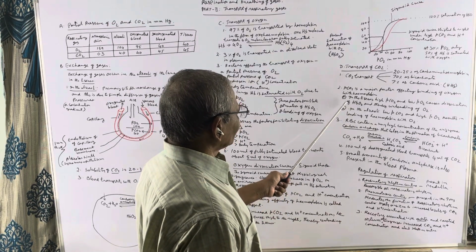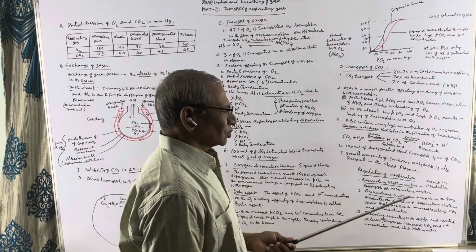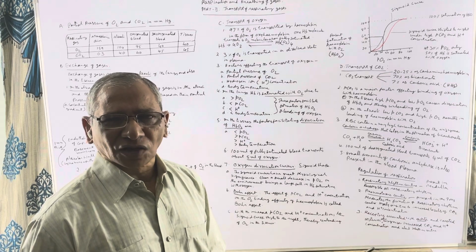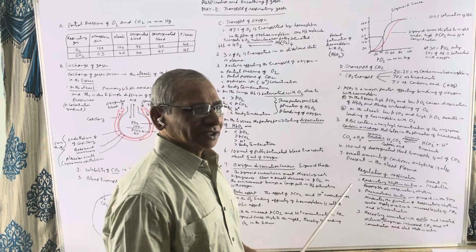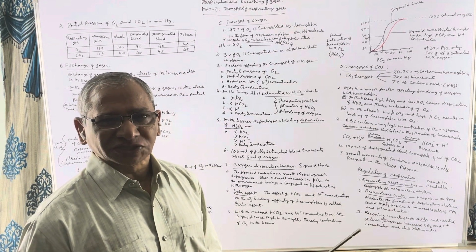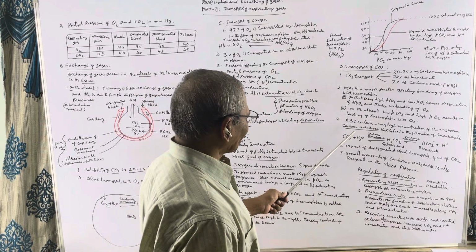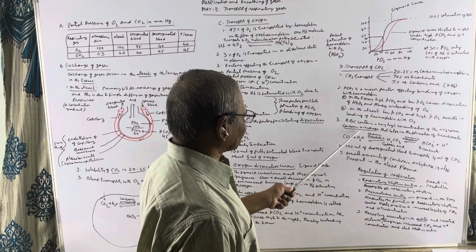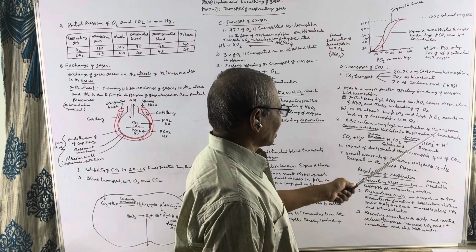So in the lungs what happens? There is low PCO2. So loading of hemoglobin with oxygen takes place. In the tissues, there is high PCO2. So unloading of oxygen takes place from hemoglobin. Then, as I have told you, RBC contain a very high concentration of the enzyme carbonic anhydrase, and it helps in the formation of bicarbonate.